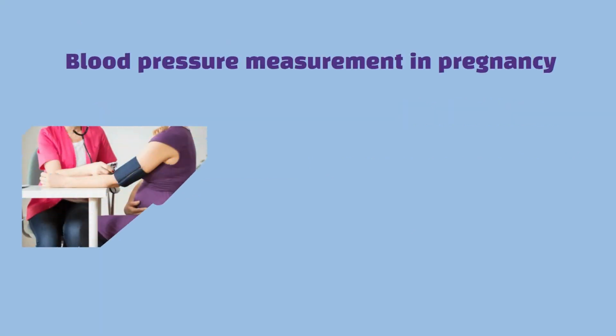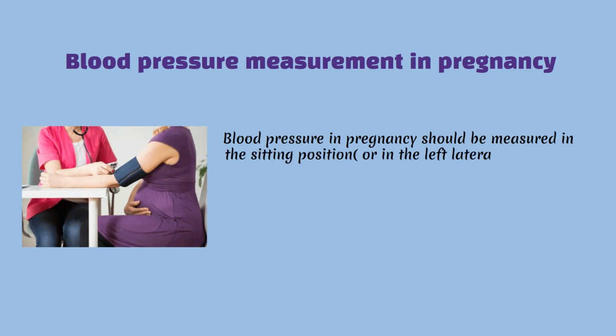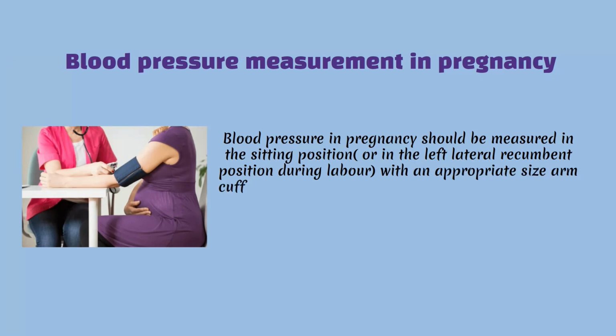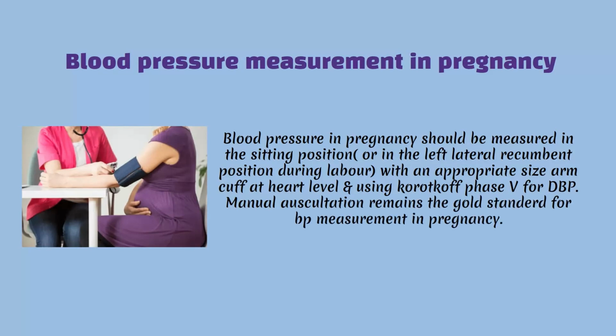Blood pressure measurement in pregnancy. Blood pressure in pregnancy should be measured in the sitting position, or in the left lateral recumbent position during labor, with an appropriate size arm cuff at heart level, using Korotkoff phase 5 for diastolic BP. Manual auscultation remains the gold standard for BP measurement in pregnancy.